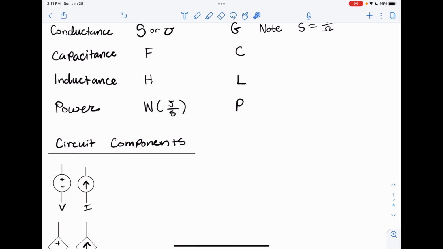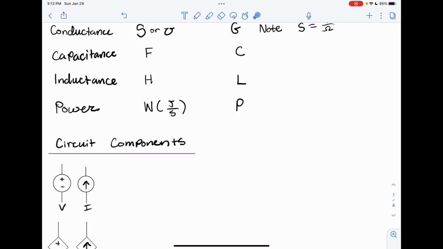Now, last up is power. Power is not related to any circuit element per se, but it is a means of expressing energy and work. It has the units of watts, which comes from joules per second. And we use a capital P to denote power, specifically real power. There are multiple types of power, but we will get into that as we get further into the lecture series.